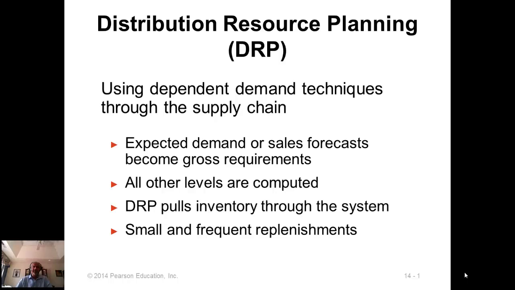Instead of gross requirements being the master production schedule, you have the expected demand or forecast, and they are used in place of gross requirements. And then you work through different levels of the supply chain. So DRP pulls the inventory through the system from different suppliers and works its way through.